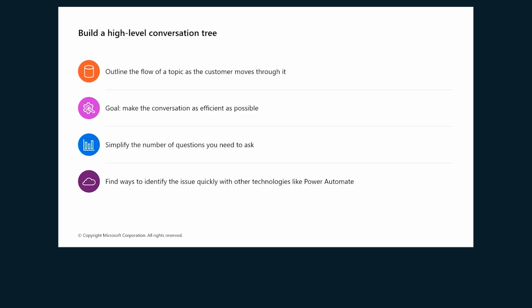Look for ways to identify the issue quickly. You can enhance this process by integrating other technologies like Power Automate to streamline actions and reduce friction. By designing a clear and purposeful conversation tree, you will guide users smoothly through their interaction, helping them get what they need with minimal effort.